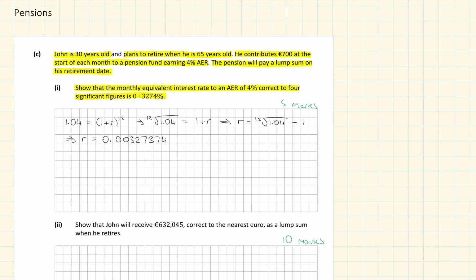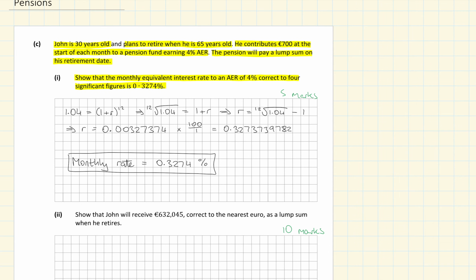0.00327374, and that's as a decimal, so convert that to a percentage and multiply it by 100 over 1. So we get that our monthly rate is 0.3274. Again, when you multiply by 100 over 1, you get 0.3273739782. So 327, and that 37 will go up to 4. There's 5 marks for that.